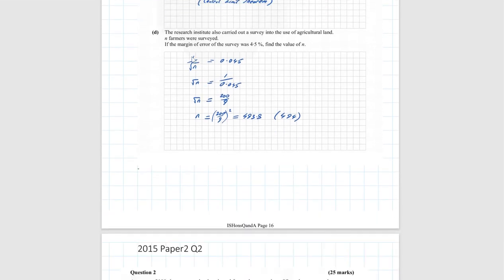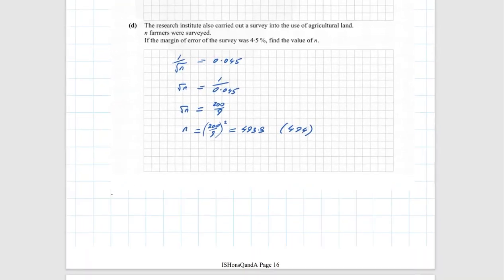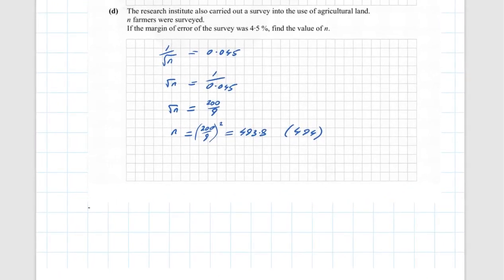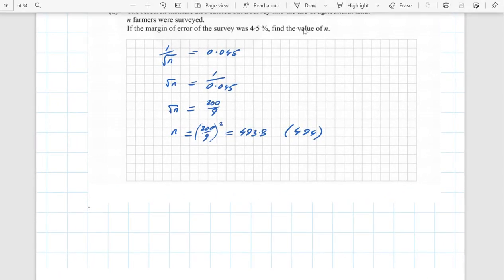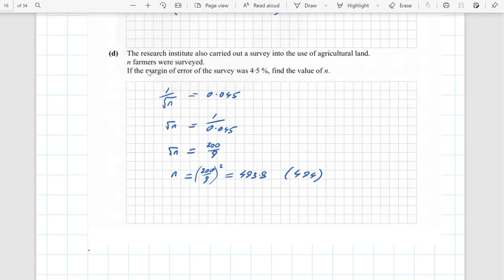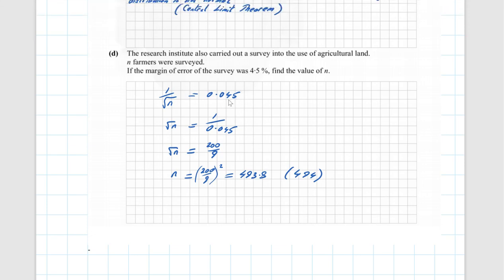Maybe the last thing to show you is that question where they asked it the other way around. This was the one I was telling you about in 2016, Part D. It was a survey into the use of agricultural land, and n farmers were surveyed, but they don't tell you what n is, so that's the sample size. The margin of error is 4.5%, which as a decimal is 0.045. Now, the margin of error formula involves the root of p into 1 minus p. But we don't have p.